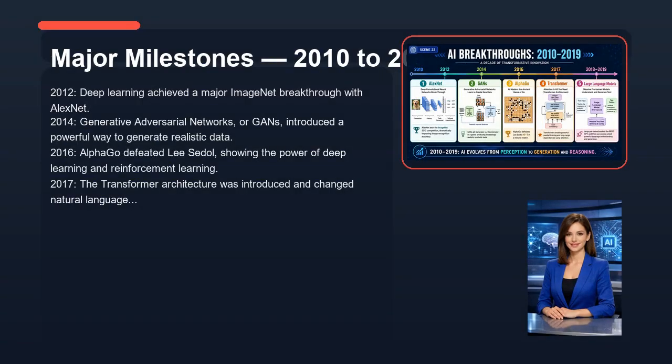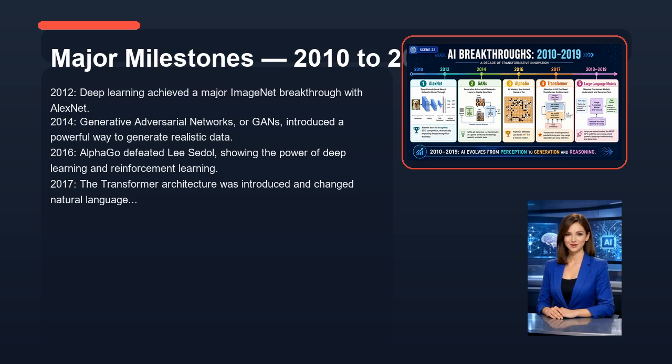Now let's look at major milestones, 2010 to 2019. 2012, deep learning achieved a major ImageNet breakthrough with AlexNet. 2014, generative adversarial networks, or GANs, introduced a powerful way to generate realistic data. 2016, AlphaGo defeated Lee Sedol, showing the power of deep learning and reinforcement learning.